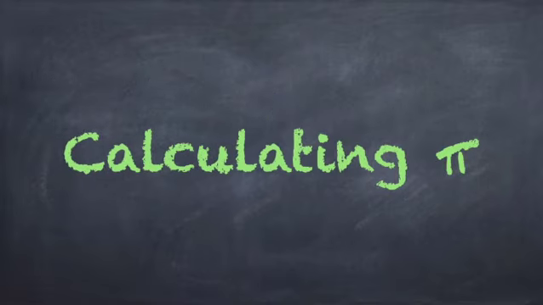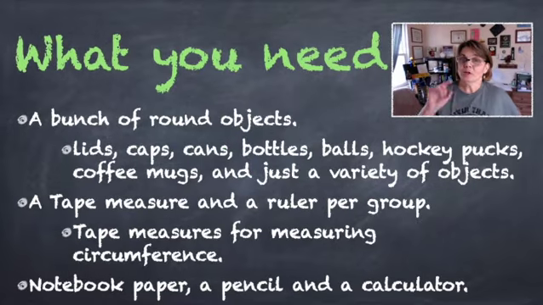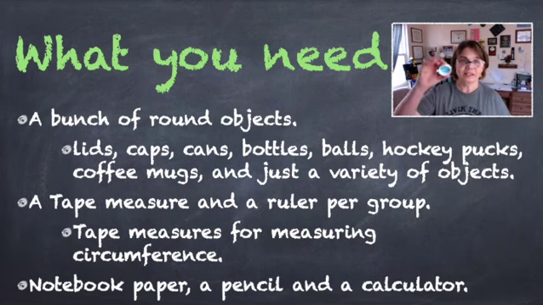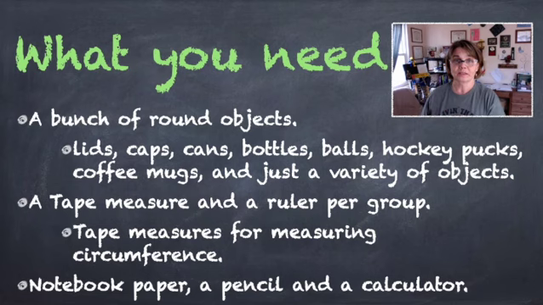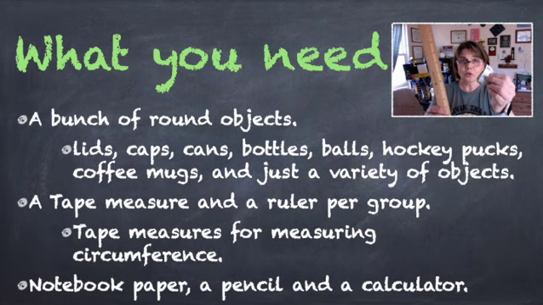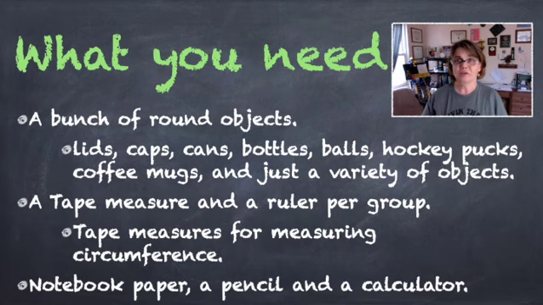Pi is an activity that's used to demonstrate how pi is calculated, circumference divided by diameter. You will need quite a few things. You'll need a bunch of round objects like lids, hockey pucks, candles, coffee mugs, just a variety of different sized round objects. You'll also need a tape measure and ruler for each group of kids that you have working together. For this activity, I would usually do groups of 3 and no more than 3.